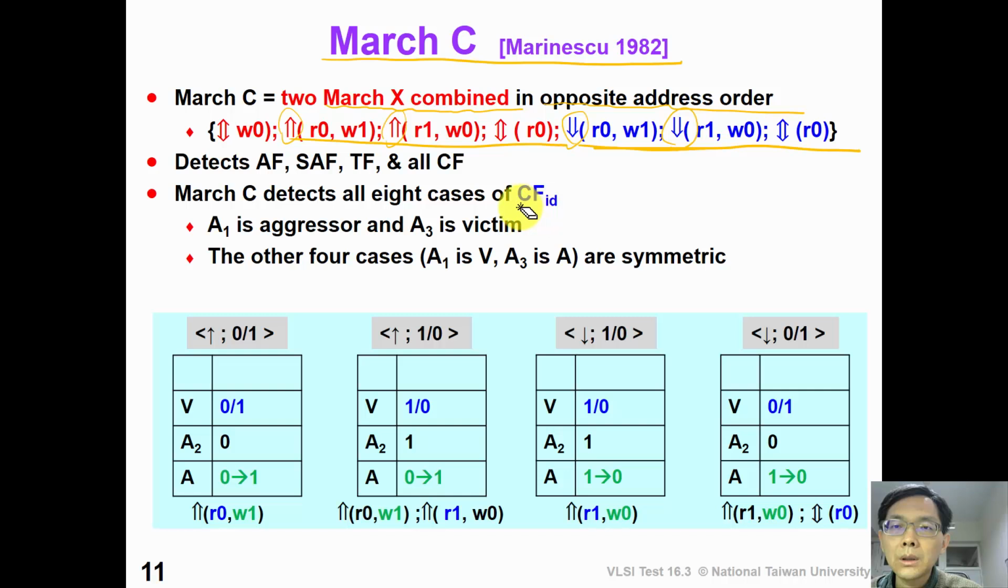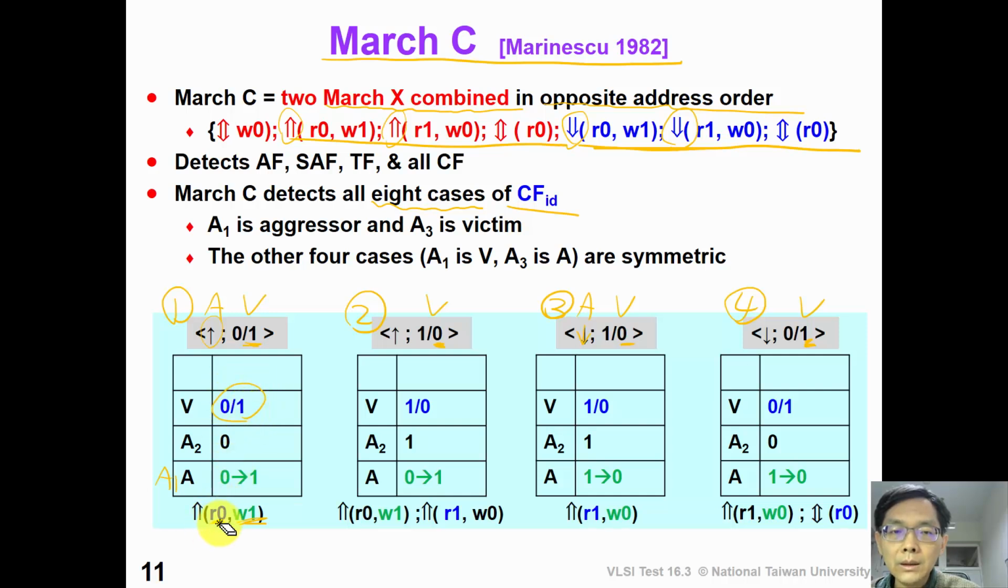Now let's consider the idempotent coupling fault. There are actually 8 cases, but now let's consider the first 4 cases. In case 1 and case 2, there is a rising transition in the aggressor, and the victim is forced to 1, or the victim is forced to 0. In the third and the fourth cases, the aggressor is having a falling transition and the victim is forced to 0 or 1.